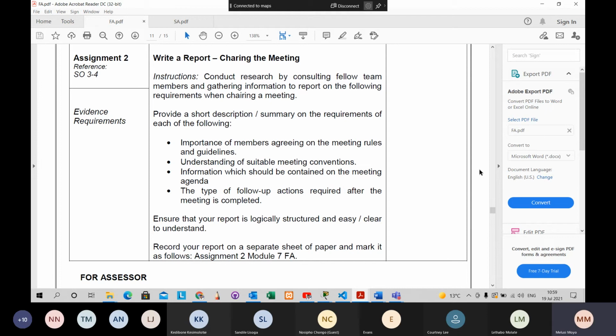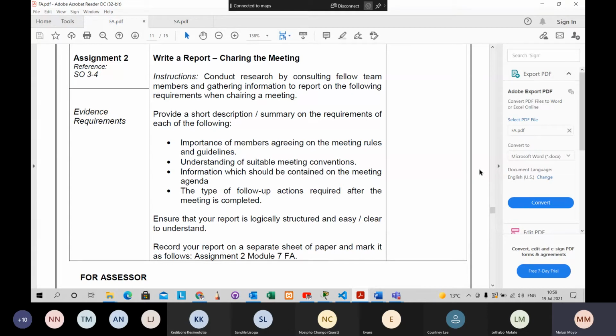Conduct research by consulting fellow team members and gathering information to report on the following requirements when chairing a meeting. Provide a short description, a summary of the requirements of each of the following. So now, you're chairing the meeting. What are the things that are required for you? So the importance of members agreeing on the meeting rules and guidelines. Why is that important? So you're going to outline that or write that one down.